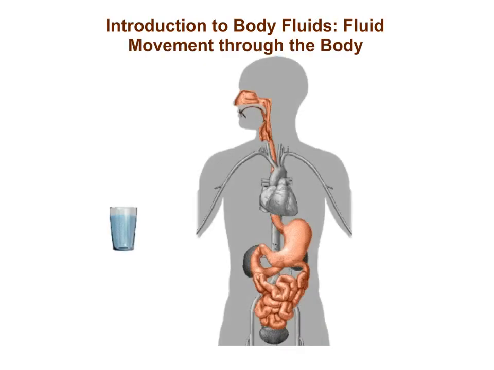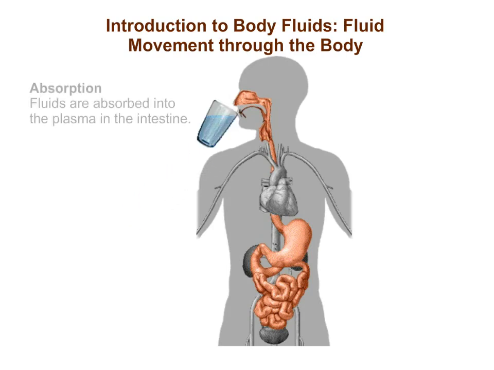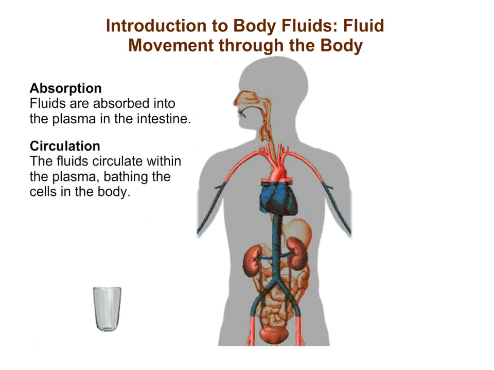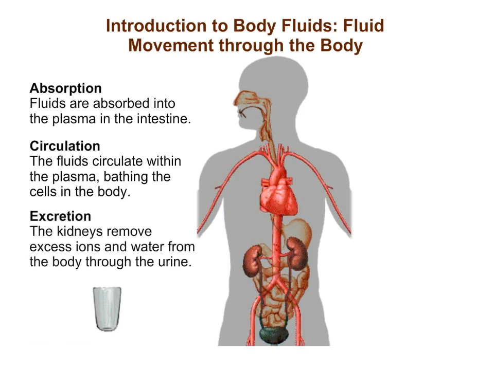We ingest water and electrolytes through the gastrointestinal or GI tract. Fluids are absorbed into the plasma in the intestine. The fluids circulate within the plasma, bathing the cells in the body. The kidneys remove excess ions and water from the body through the urine, although water is also lost at other sites.